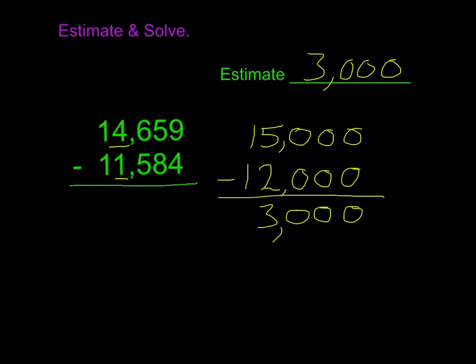Now I'm going to subtract. Once again, starting off in the ones column, I'm going to take our 9 and subtract 4. 9 subtract 4 is 5.